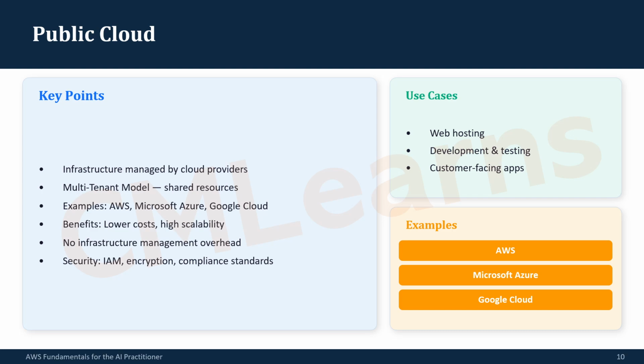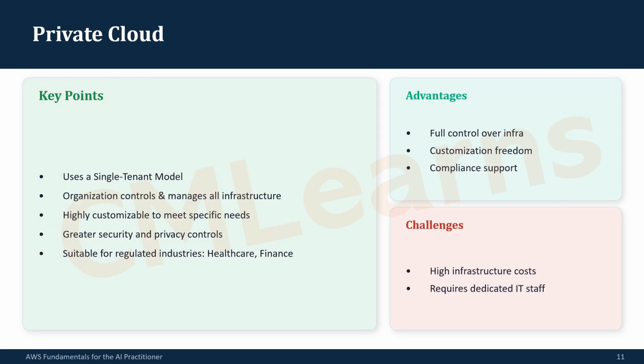But still, you will be needing the private cloud single tenant model for some industries like healthcare and finance, where confidential data matters, confidentiality is a must. For those cases, you will be needing the single tenant model. That's the private cloud, so the organization controls and manages all infrastructure. That means it's highly customizable to meet the specific needs of that particular company or organization. That means greater security and privacy controls, full control over the infrastructure, customization freedom, compliance, everything.